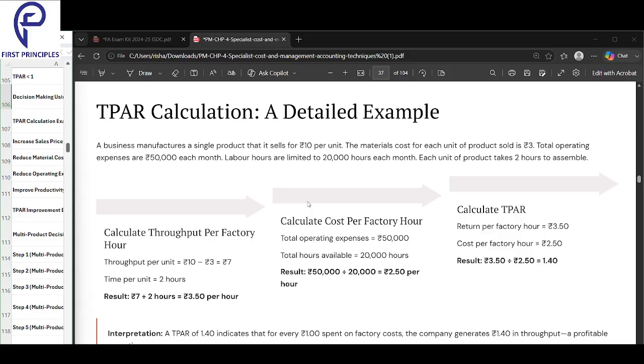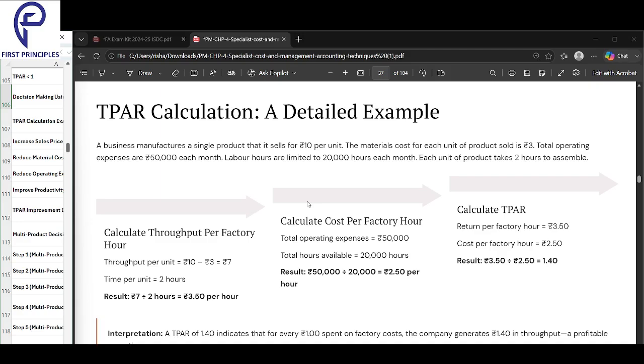Each unit of the product takes 2 hours to assemble. Okay, so firstly, we'll calculate the throughput per factory hour. So 10 minus 3, 7, we understood, per factory hour and the amount of time it takes per unit. So first of all we calculate throughput per unit, then we calculate time per unit. So we got the throughput per factory hour, 3.50.